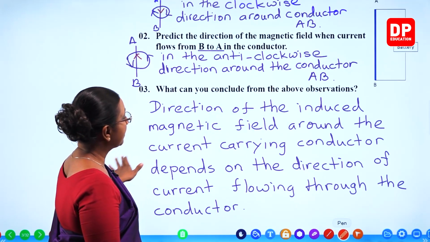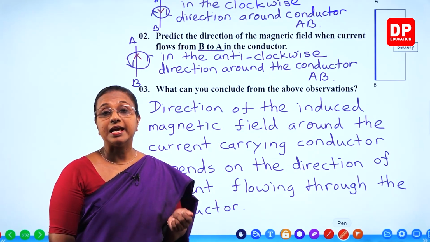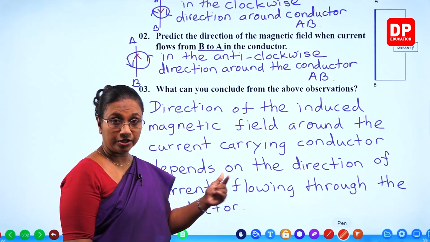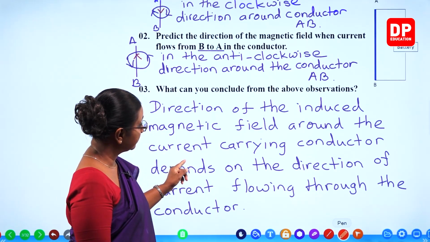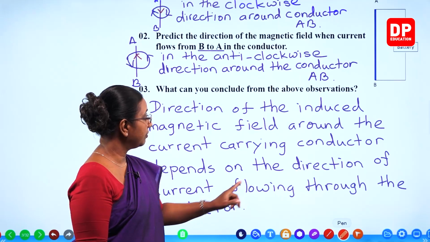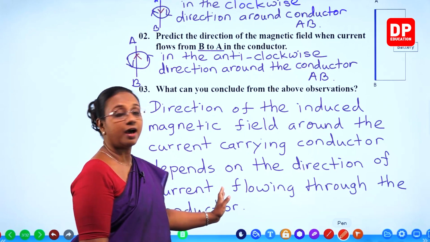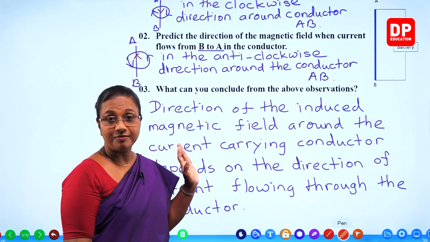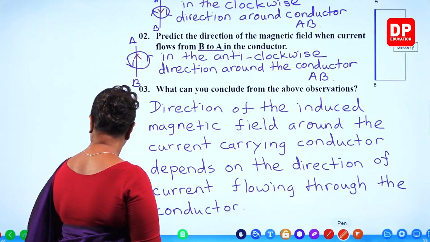Direction of the induced magnetic field. Here I have said induced magnetic field because you all know it is the electromagnetic field. It's an electromagnet, so that is the induced magnetic field. Due to the current, there is a magnetic field acting around it. So, direction of the induced magnetic field around the current carrying conductor depends on the direction of the current flowing through the conductor. Or you can stop it right here also, direction of the current. Is that okay, students? This is the activity that we have learned before also. So, with that, I'll move on to the next slide.